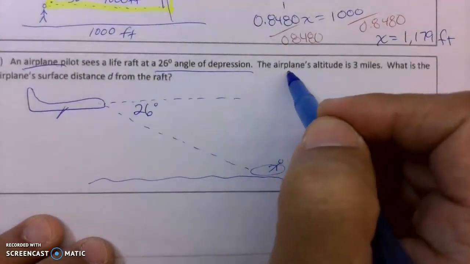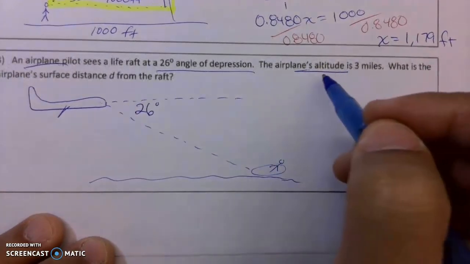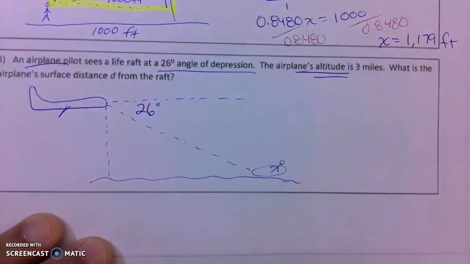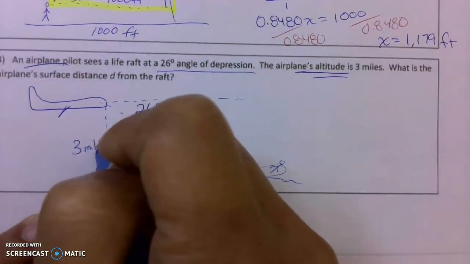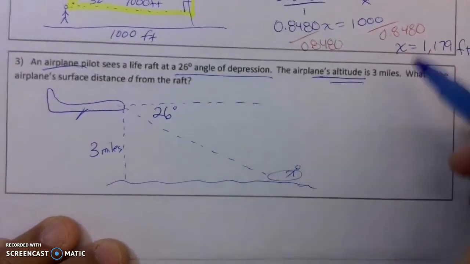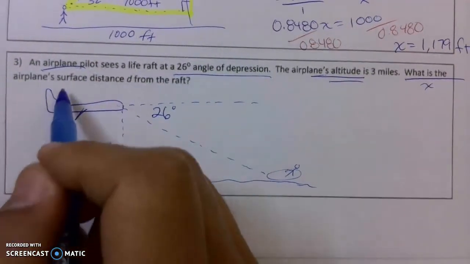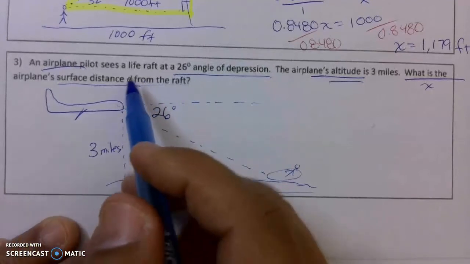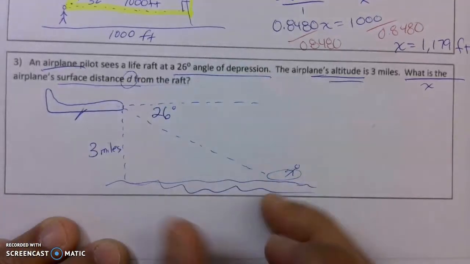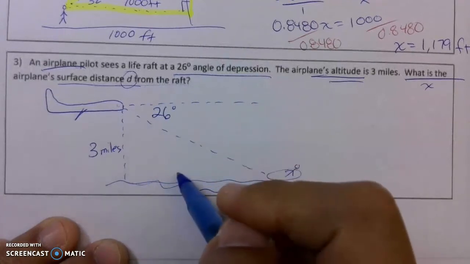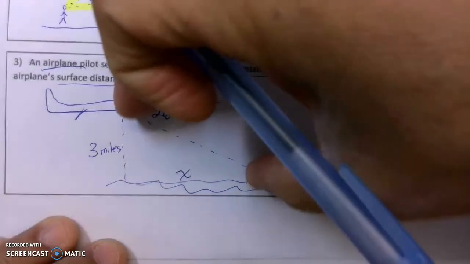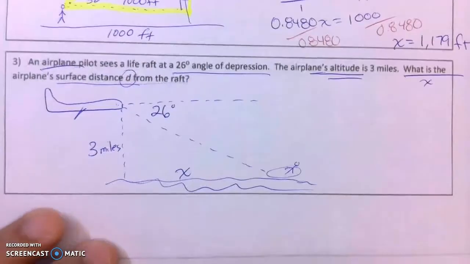The next line, the airplane's altitude is 3 miles. Altitude is like height. The airplane is straight up and down 3 miles in the air. What is, of course, that's x, the airplane's surface distance from the raft. Surface, this being the surface where the water is. They actually use the letter D. I'm just going to use the letter x here, but this is the surface distance that they want, x. Okay, horizontal distance, surface distance. If they wanted this one, this would have been line of sight, but that's it.